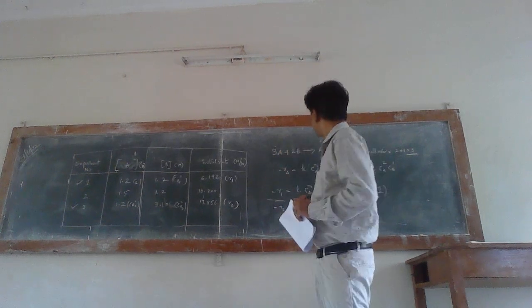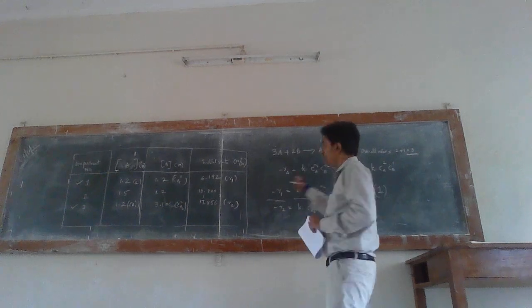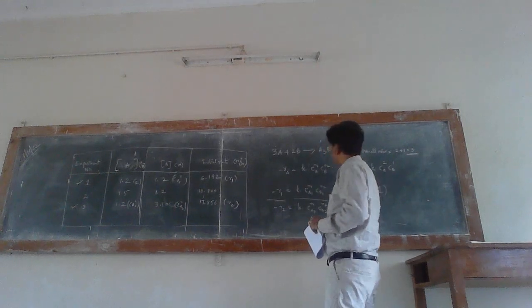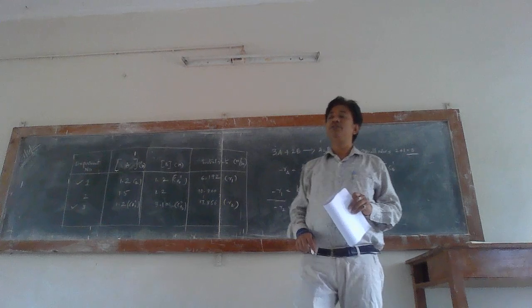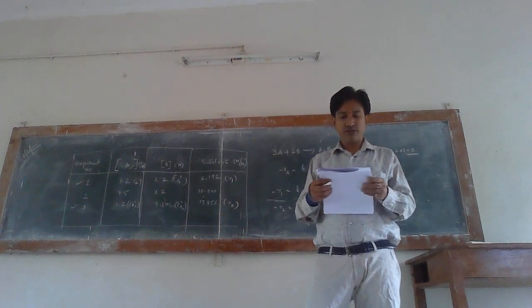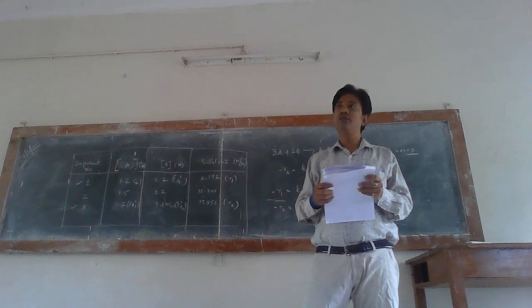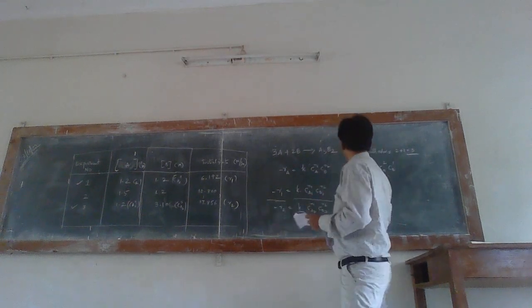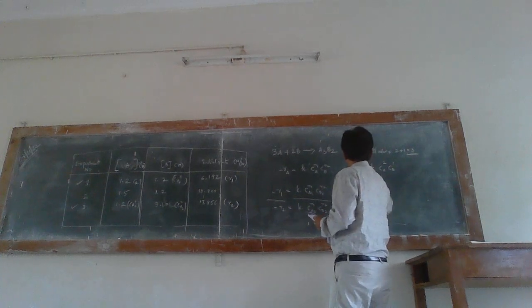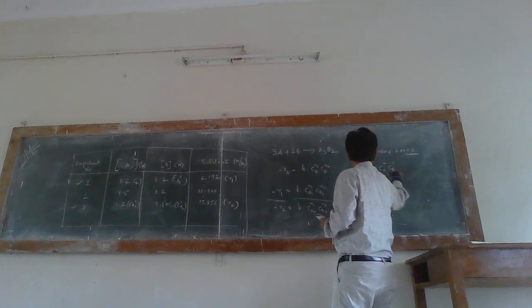Now what is K? Substitute values from any data you take and get the K value. That will be the final rate expression we want. So you will get minus RA is equal to 3.5, maybe approximately 3.5 or 4 whatever it may be, into CA power 2 into CB power 1. So this is the final rate expression.